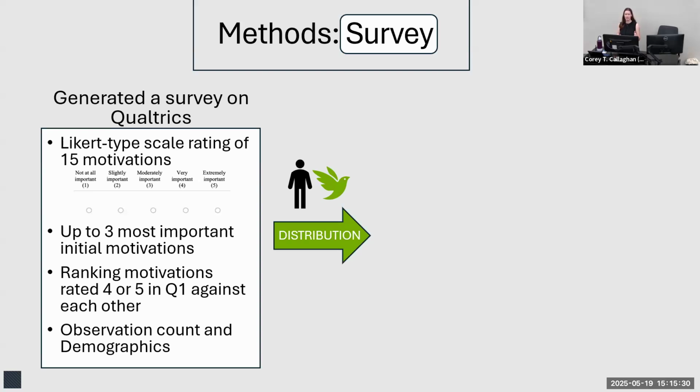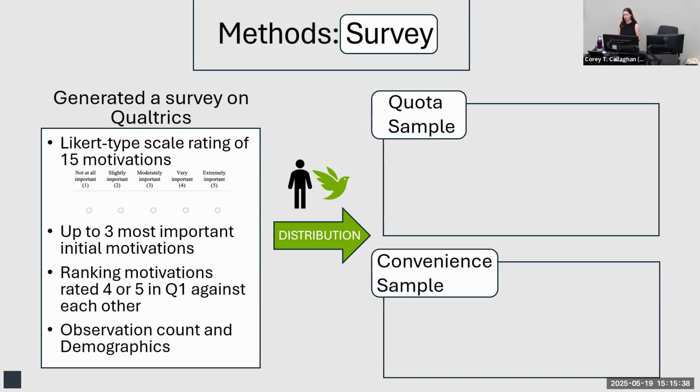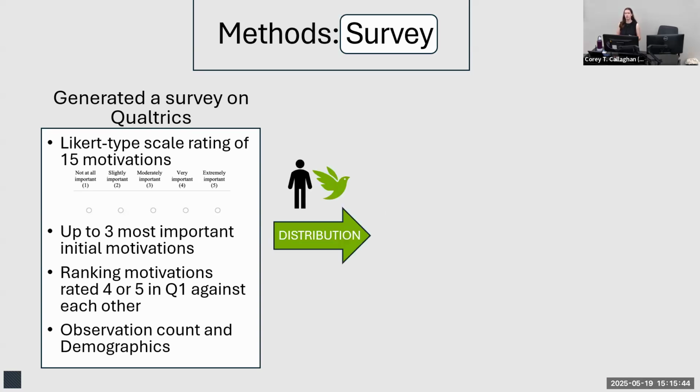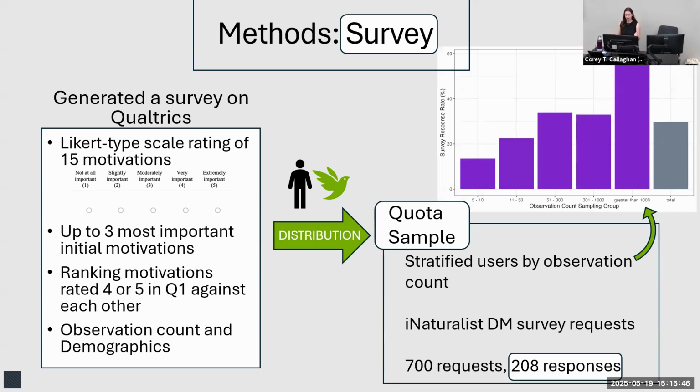Then after some piloting, refining the motivations, making sure that the survey was user-friendly, we were ready to distribute it. And we did it in 2 ways, a quota sample and a convenience sample. When we distributed it with a quota sample, we stratified the users by their observation count. We wanted to sample from different pools of observation counts in order to hopefully get responses from people with different observation counts so we could answer our question of how motivations are different at different participation intensities. And you can see there that we did get responses from every observation count group.